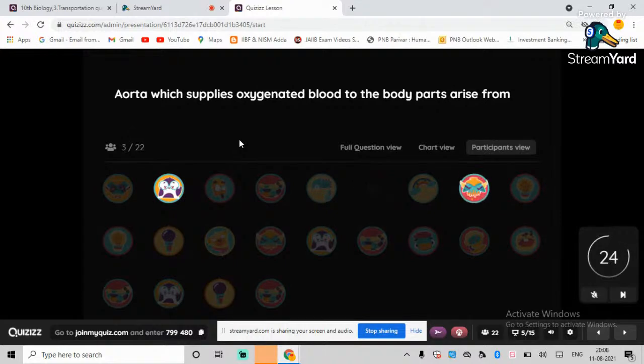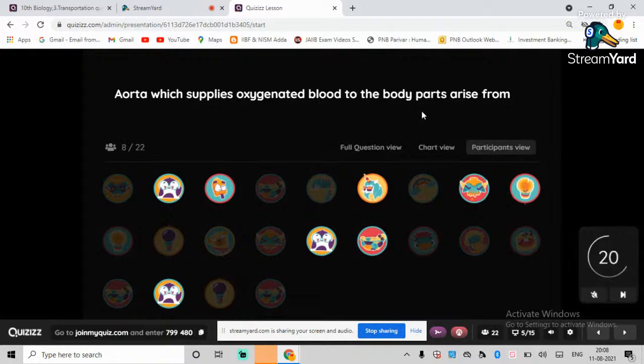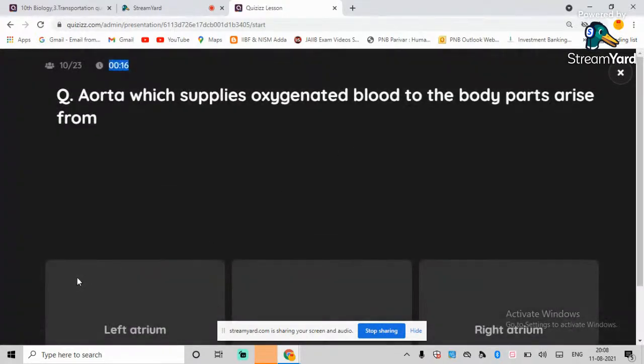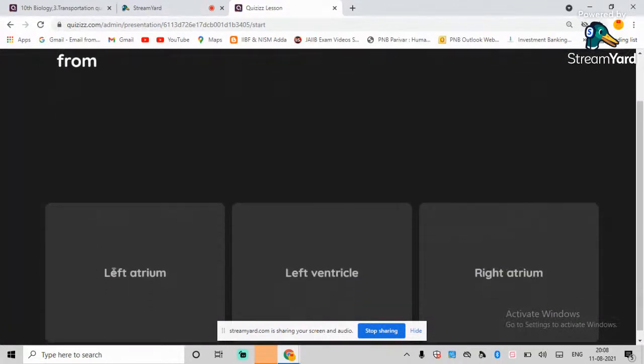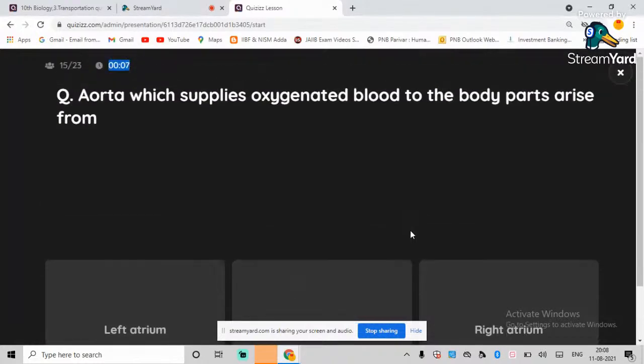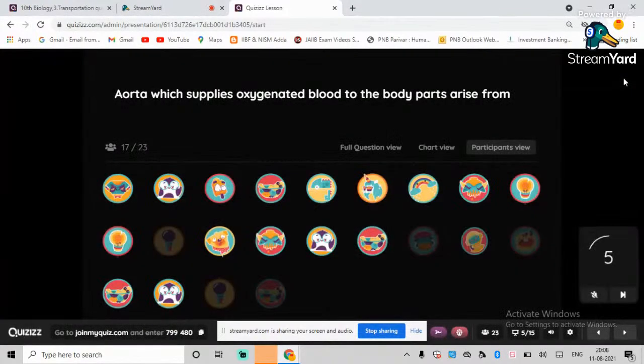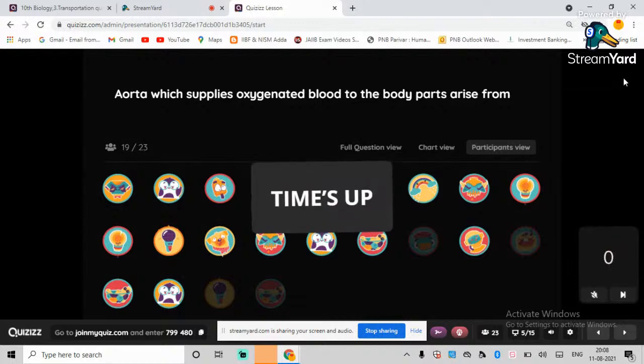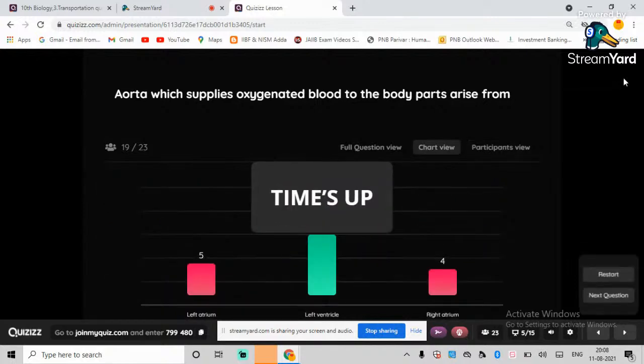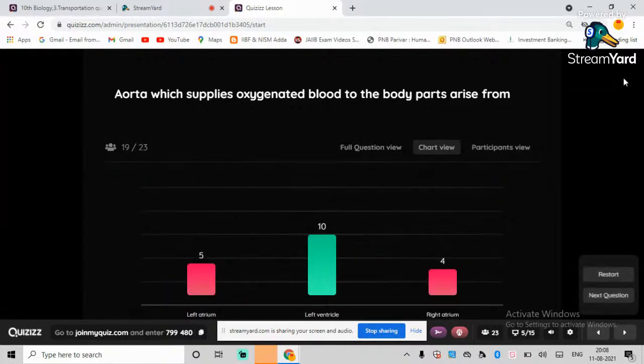So the question is: the aorta, which supplies oxygenated blood to the body parts, arises from the atrium, left ventricle, or third option right atrium. Time's up. So the correct answer is left ventricle.